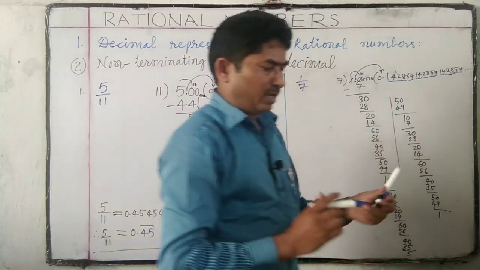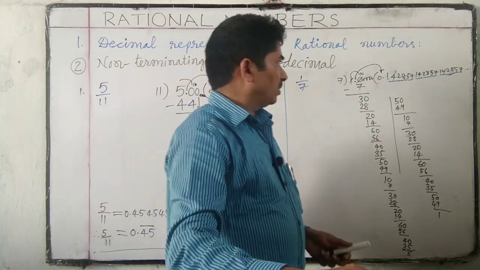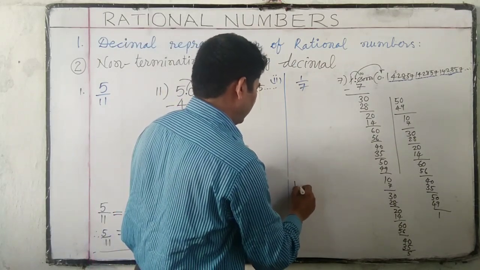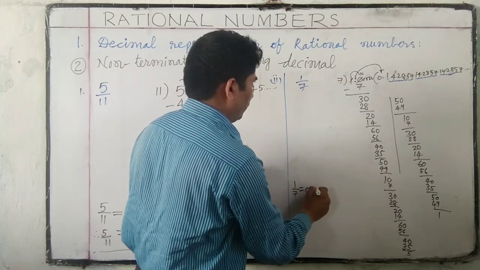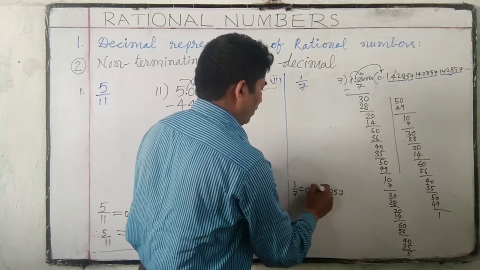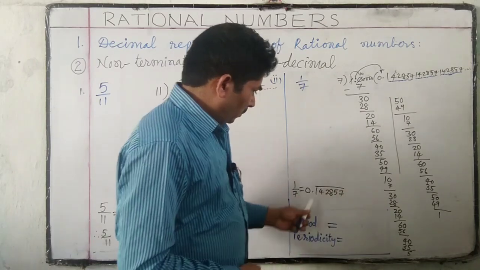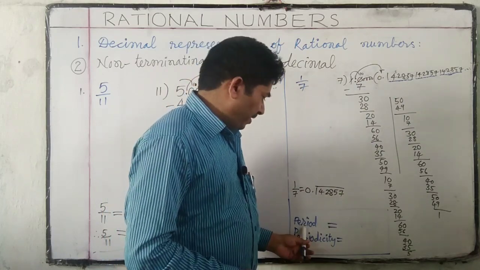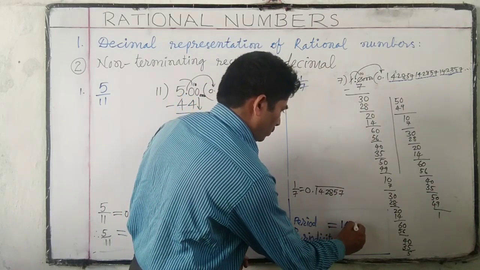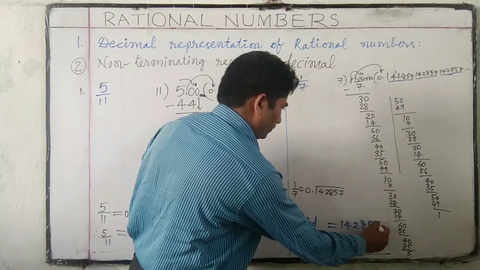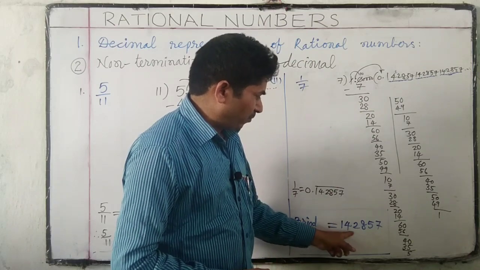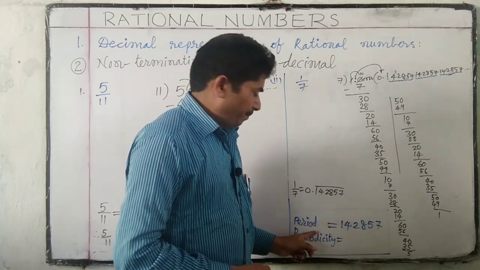We have checked, we have done 3 times repeating. So that's why we can write it: 1 by 7 is equal to 0.142857 bar. The recurring part is called period. In this recurring part, 1 4 2 8 5 7. Recurring means repeating part. So the repeating part 1 4 2 8 5 7 is called period.